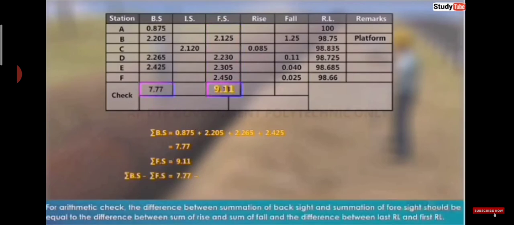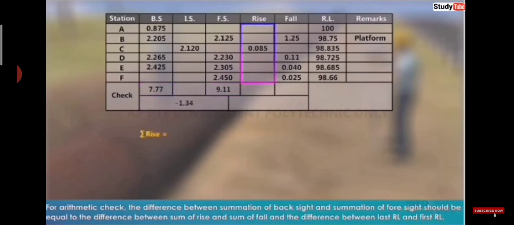For arithmetic check, the difference between summation backside and summation foresight should be equal to the difference between sum of rise and sum of fall, and the difference between last RL and first RL.